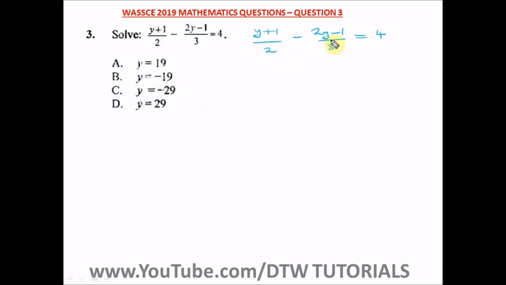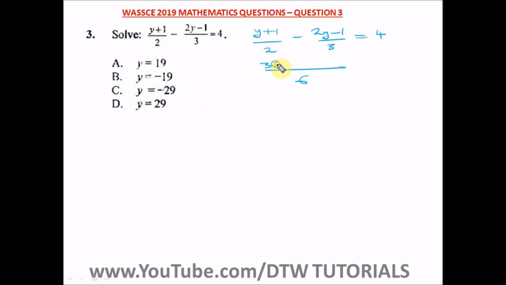Okay, so from here, we have an LCM. This is 2, this is 3. What's the LCM of 2 and 3? That will give us 6. Okay, so how many times will 2 go in 6? 3 times. So we have 3 multiplying everything here.